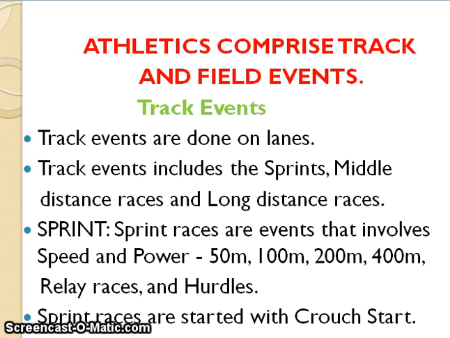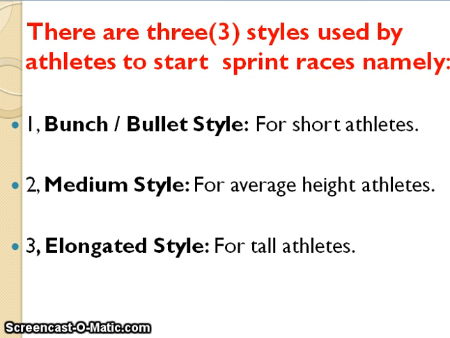Sprint races are events that involve speed and power, like 50 meters, 100 meters, 200 meters, 400 meters, relay races, and hurdles. Sprint races are started with a crouch start. There are 3 styles used by athletes to start sprint races, namely bunch or bullet style for short athletes, medium style for average height athletes, and elongated style for tall athletes.